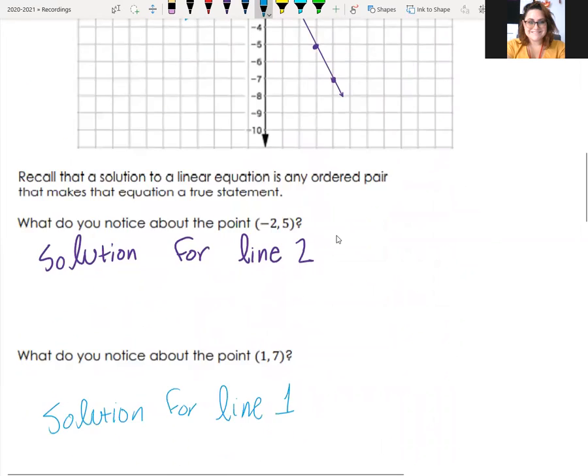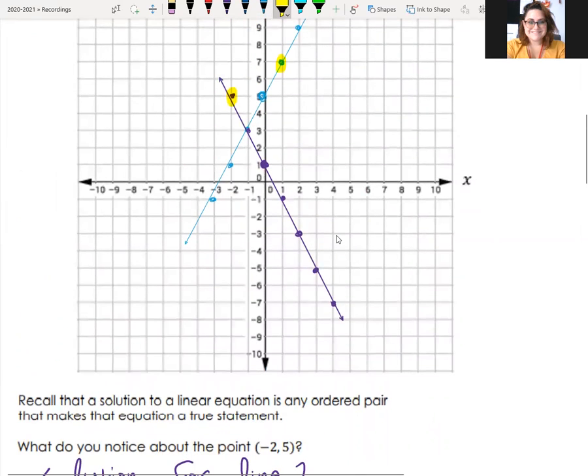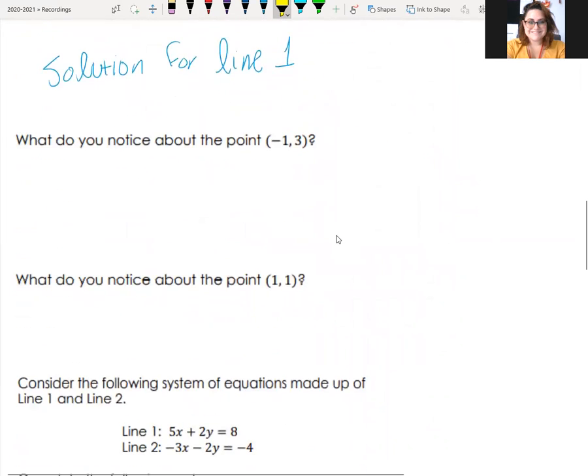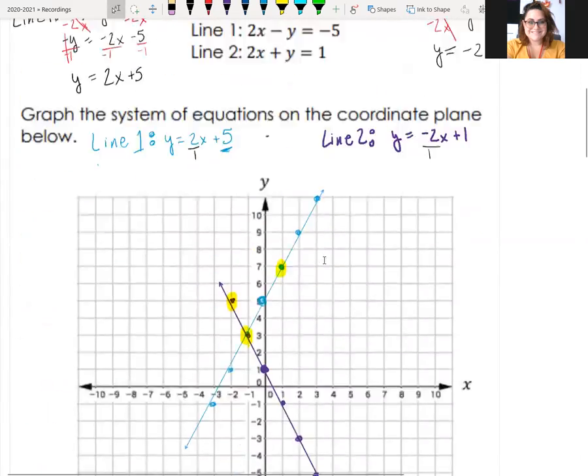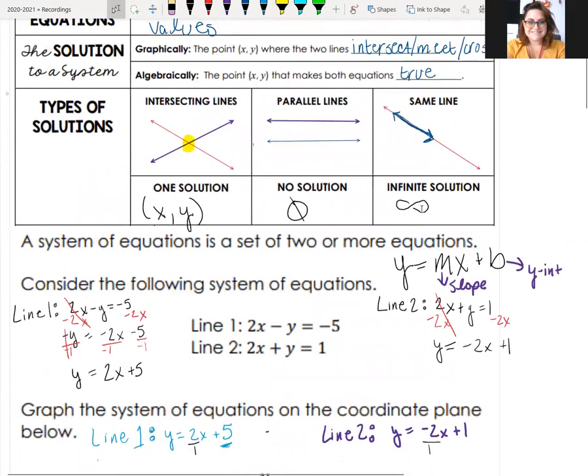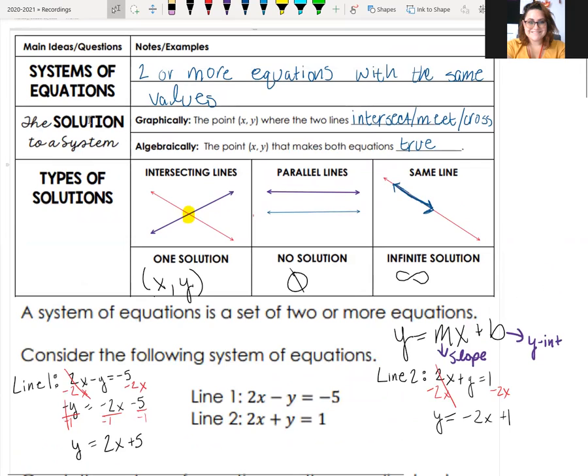What do I notice about -1, 3? If I go over -1 and I go up 3, that's a solution for both of my lines. And since it's a solution for both lines, that means that it is also our solution to the system.